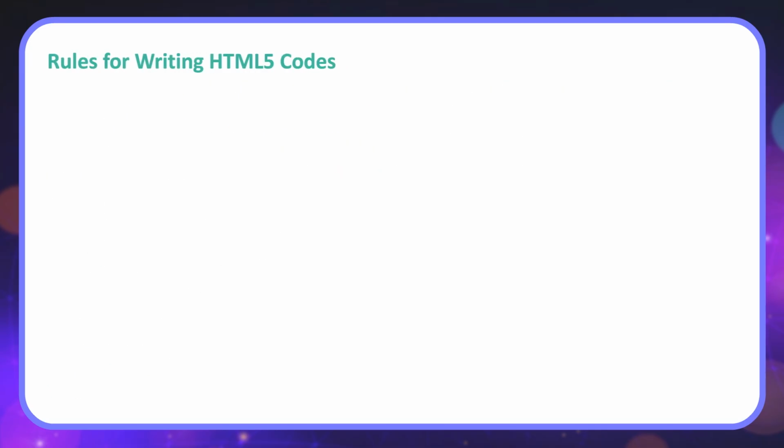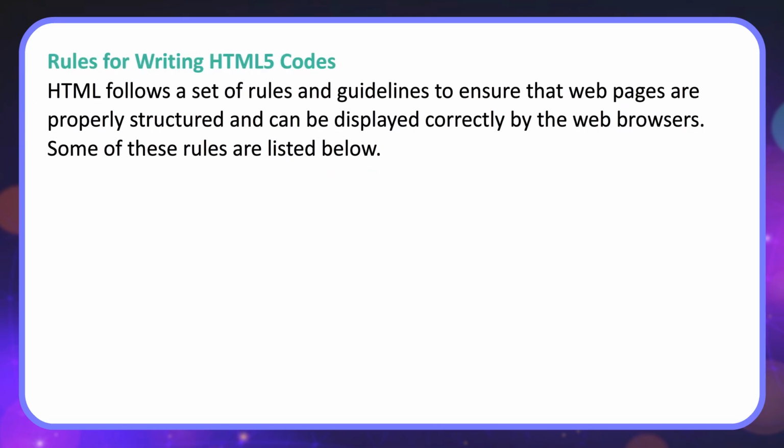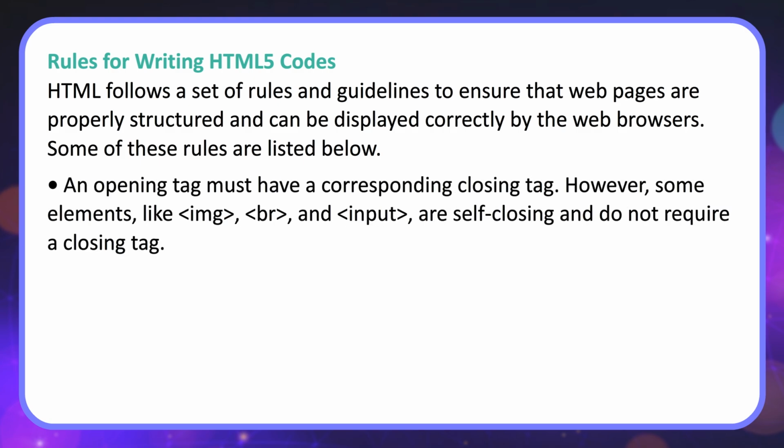Rules for writing HTML5 codes. HTML follows a set of rules and guidelines to ensure that web pages are properly structured and can be displayed correctly by the web browsers. Some of these rules are listed below. An opening tag must have a corresponding closing tag. However, some elements, like <img>, <br>, and <input>, are self-closing and do not require a closing tag.